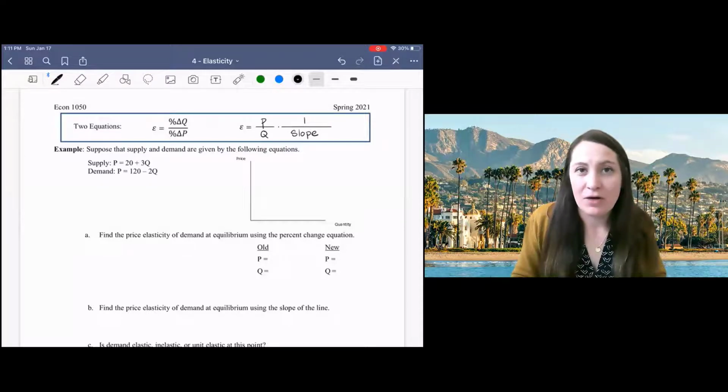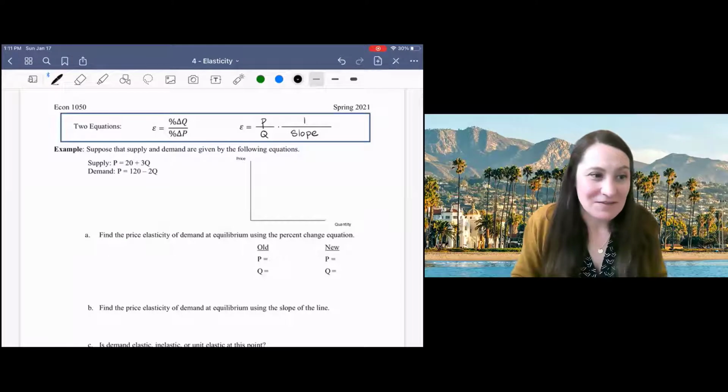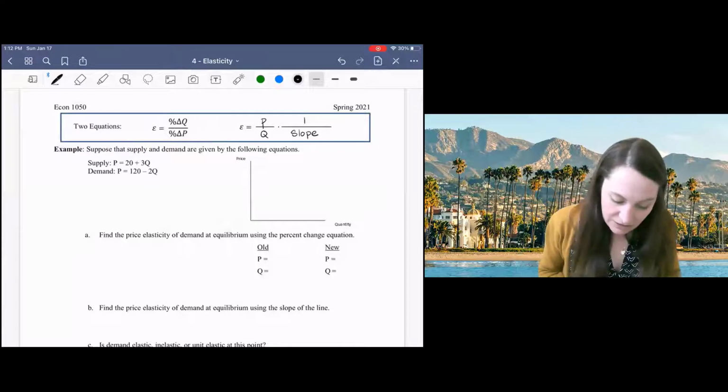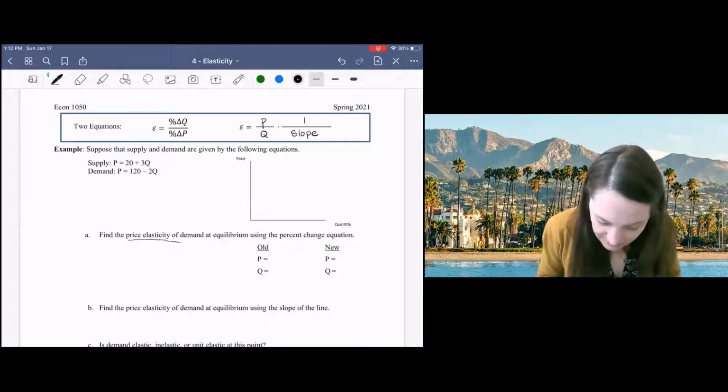In this example, we'll practice applying our slope formula to calculate price elasticity of demand. And we'll show that the slope formula gives us exactly the same answer as the percent change formula. All right, the first thing we have to do here is to graph supply and demand and find the equilibrium point. Because as you'll see in part A, what we would like to do is to calculate the price elasticity of demand at the equilibrium point.